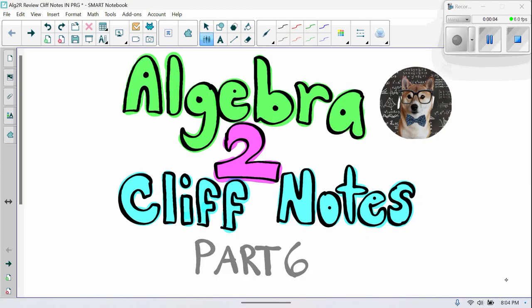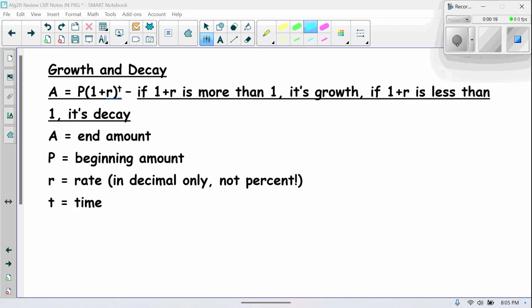We are back for the final part of the Algebra 2 Cliff Notes. I think we ended off with series and sequences, so we're going to pick up just after that, and we're going to finish this up. Let's go. All right, I just want to briefly talk about growth and decay in the parts of an equation.